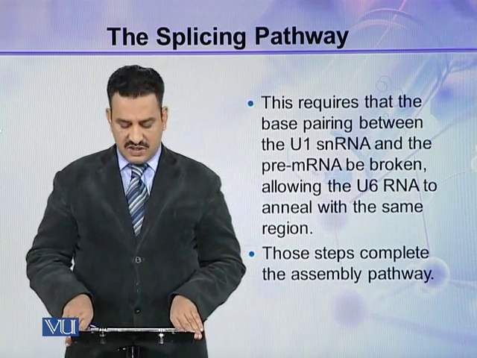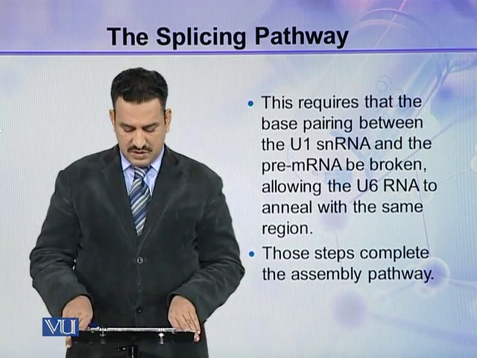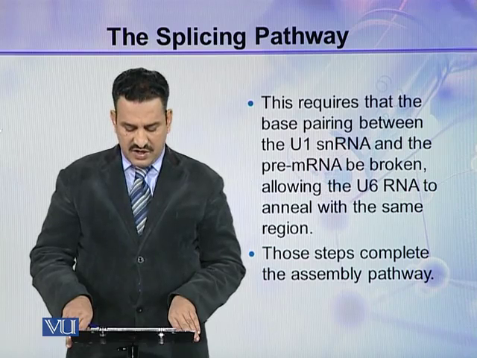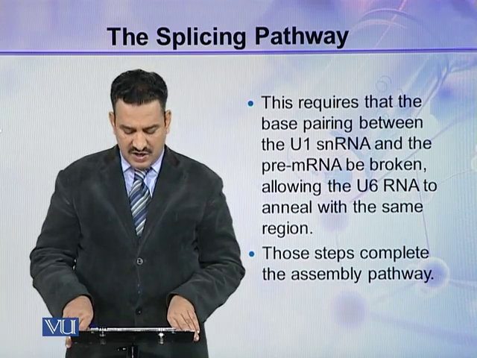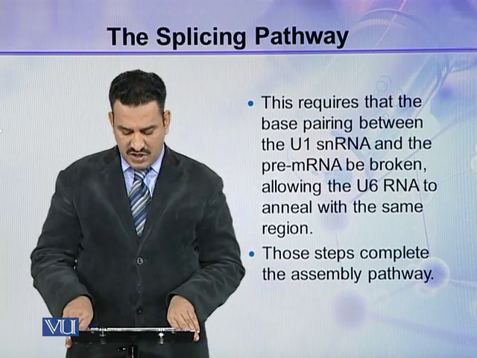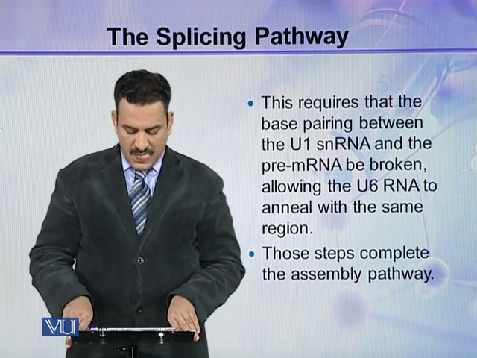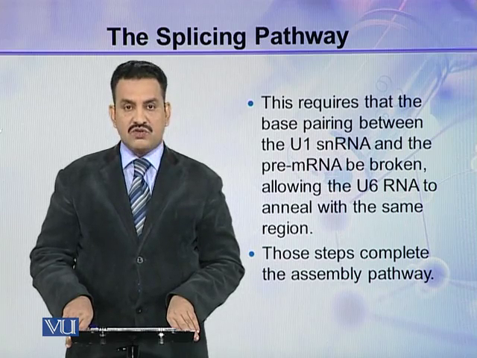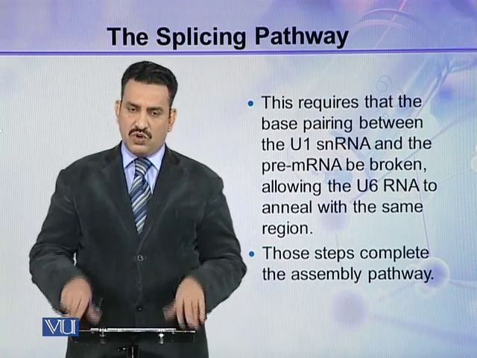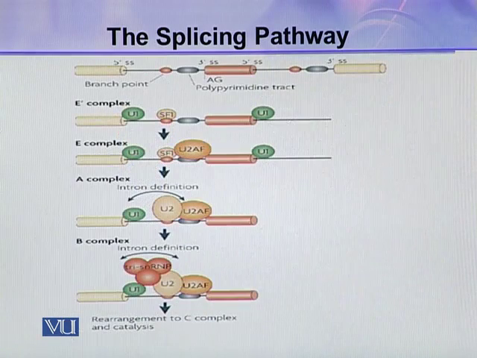This requires that the base pairing between the U1 snRNA and the pre-mRNA be broken, allowing the U6 RNA to anneal with the same region. Those steps complete the assembly pathway. So all these steps complete the assembly pathway. So this is the sequence of events.